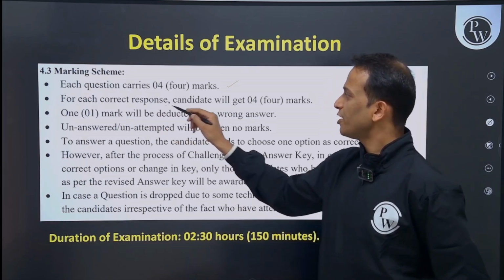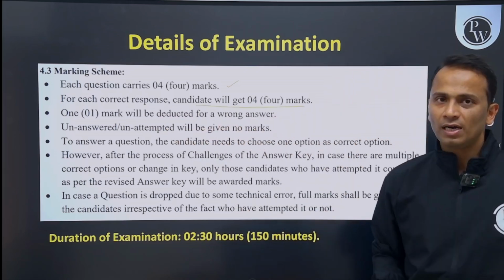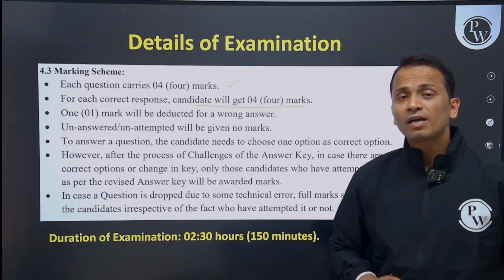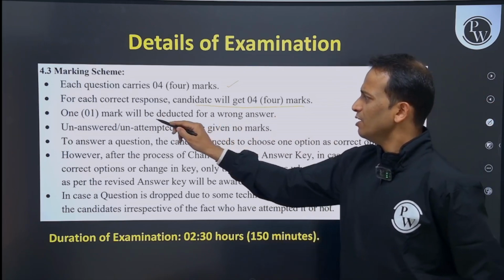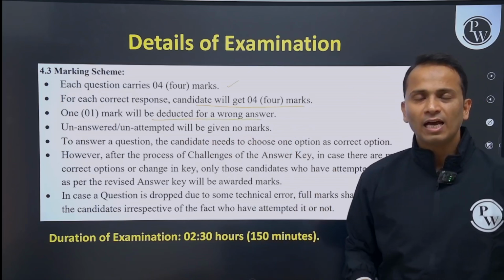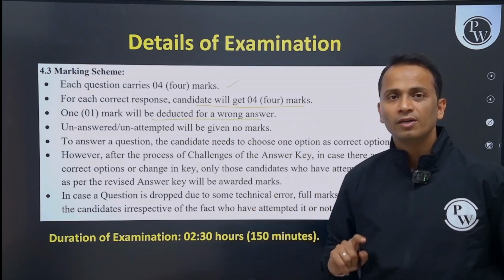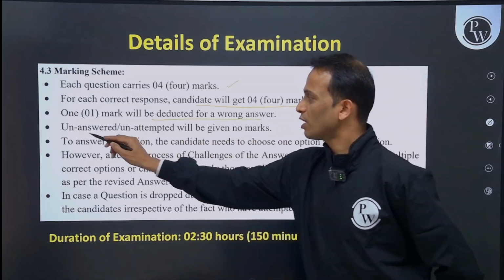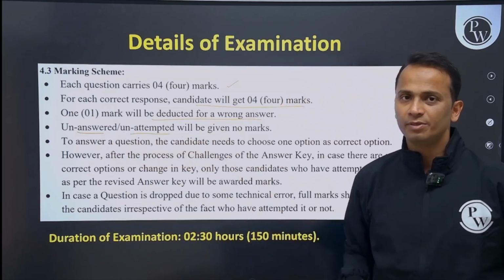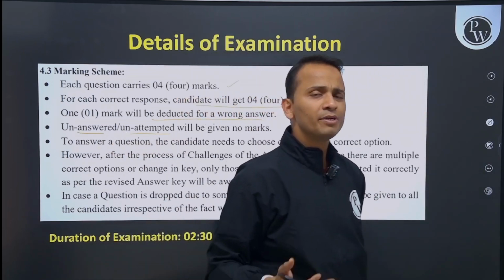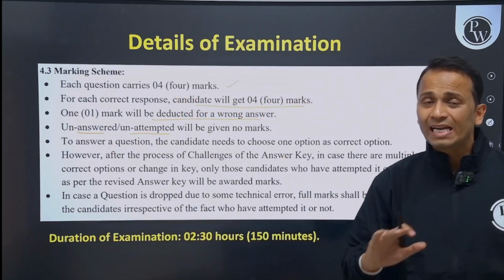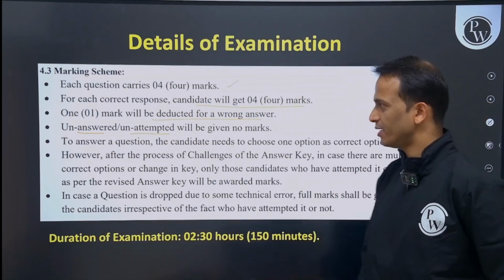So for each correct response, the candidate will get 4 marks. There is negative marking of 1 mark. So for every incorrect attempt, 1 mark will be deducted, and no deduction will be there for unanswered or unattempted questions, right? So there is no negative marking. If you want to leave any question unattempted, you can do so. You will not attract any kind of negative marking.